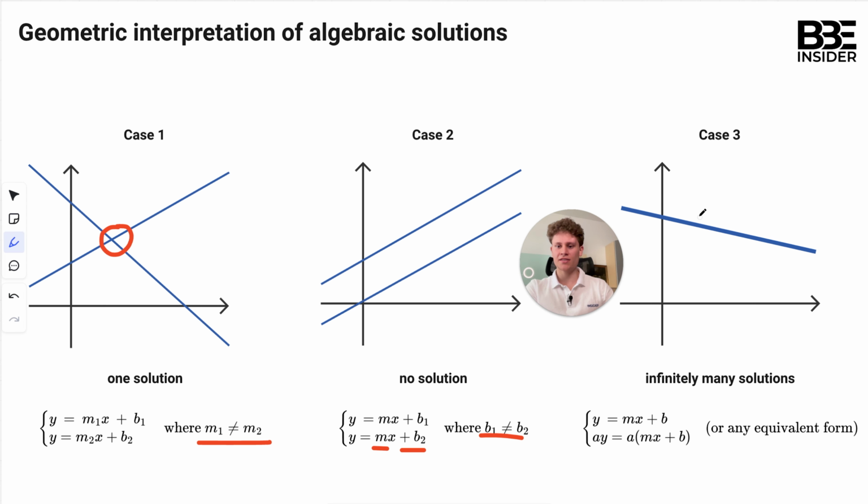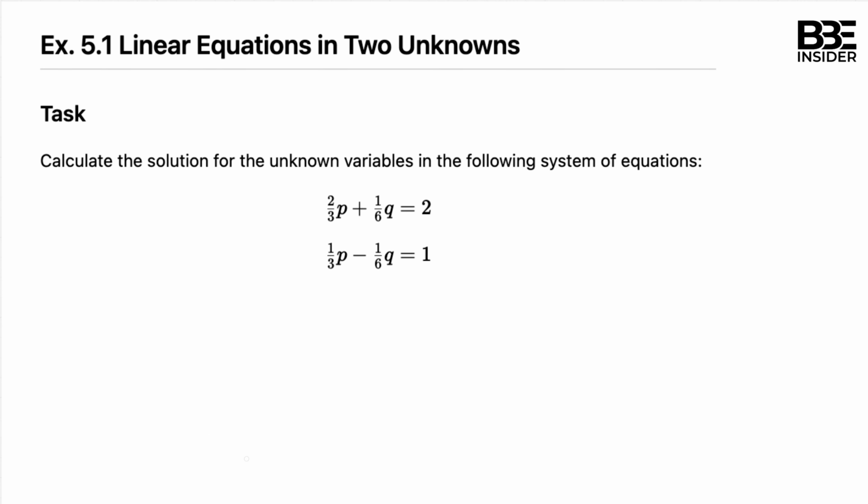In the third case, you can see that the lines have the same slope and the same y-axis intercept. In most cases, this is represented not by the very same equation, but by the fact that one equation is a multiple of the other one, represented by the coefficient a on both sides. Because these lines are identical, they have infinitely many solutions. Let's start with our first example.